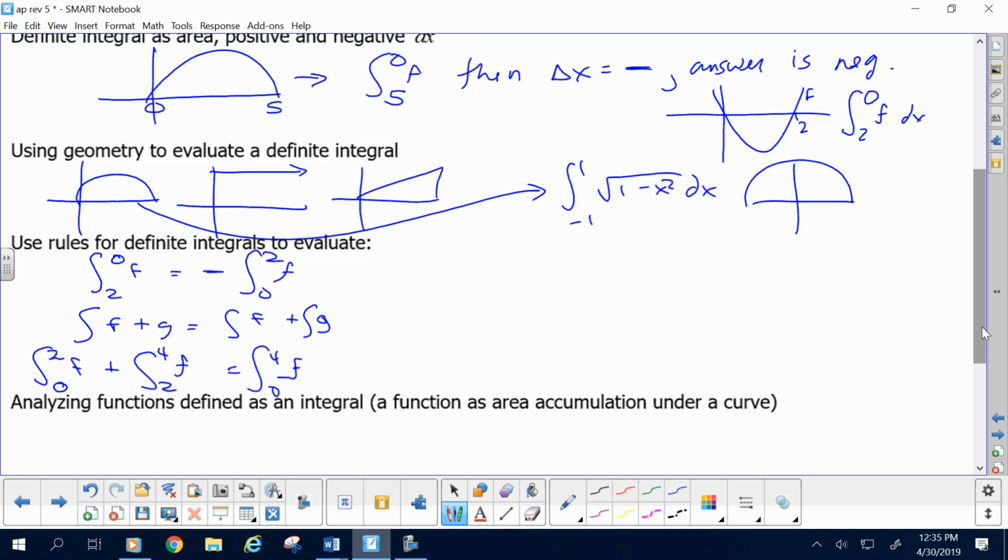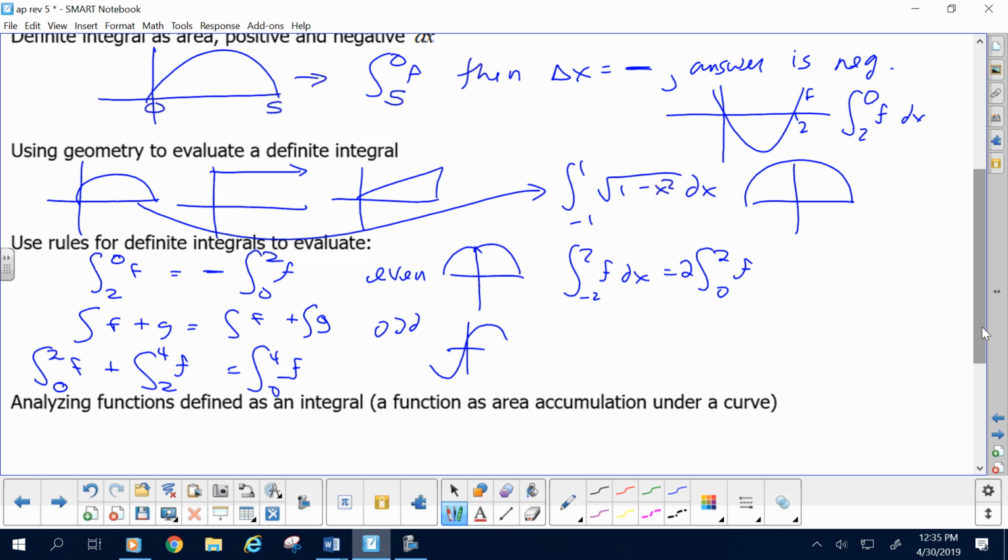Additivity isn't a big deal. Even and odd are not a huge deal either, but even has symmetry at the y-axis. That's supposed to be symmetric. So if you said negative 2 to 2, it's equivalent to double 0 to 2, right? If it was even. Odd has symmetry at the origin. And so if you said negative 2 to 2 in an odd function, it is 0. Area above and area below will knock each other out, right?